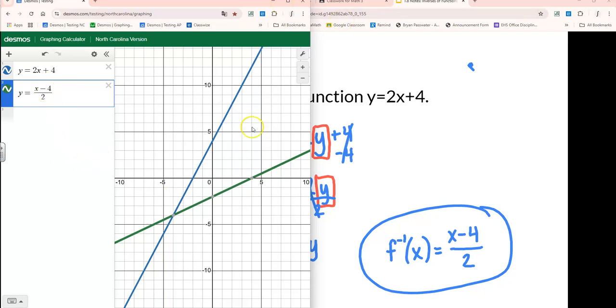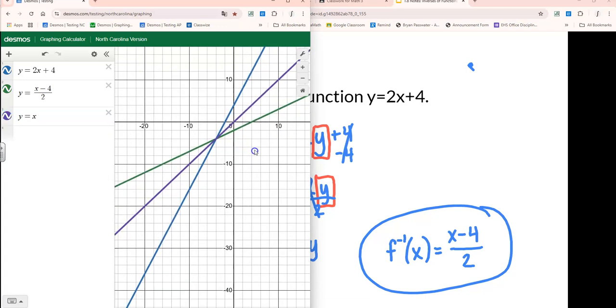So if I graph these two, I want them to be symmetric about which line? That red dotted line we were putting in? What was that line called? Look back in your notes. It's a line of symmetry. What's the equation for that red dotted line? Y equals x. So type in y equals x.